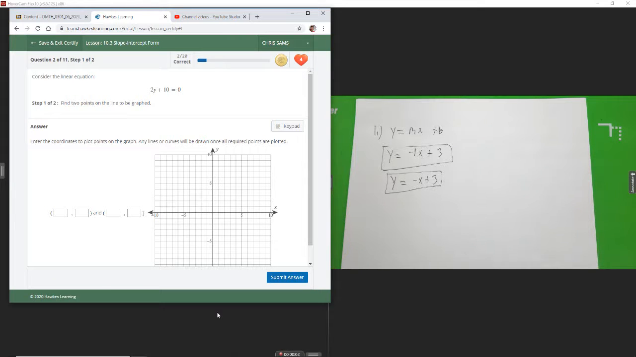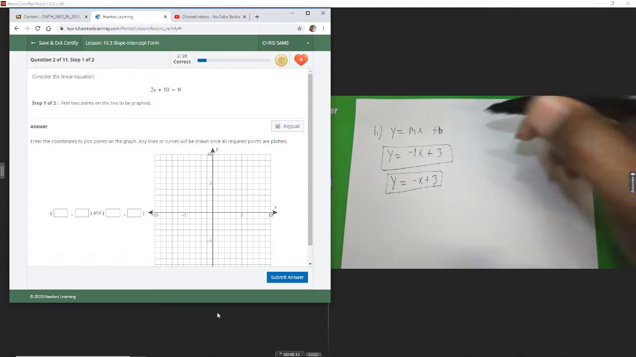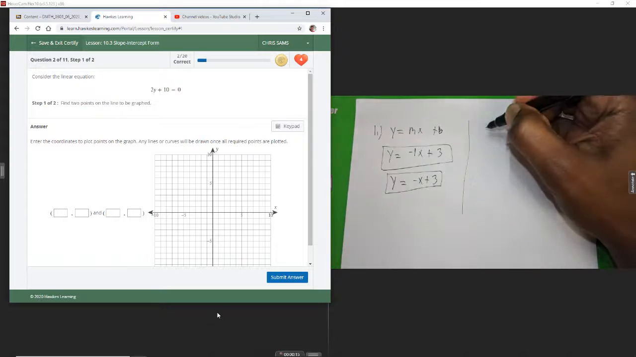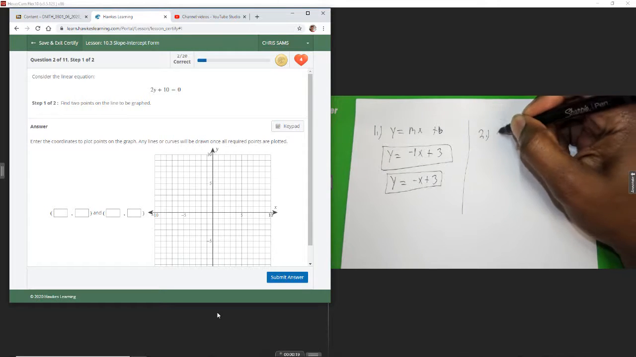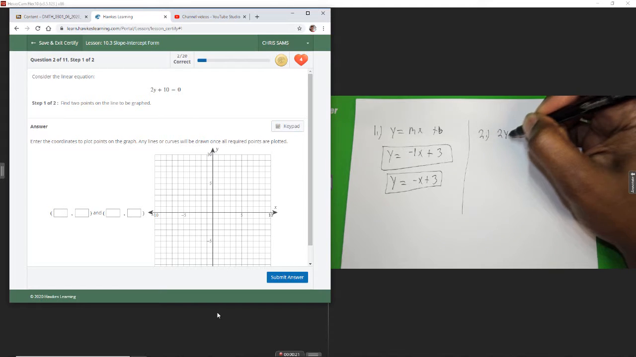All right, question 2. This one wants us to find 2 points on the line to be graphed. And notice in this equation, we only have y. We don't even have an x in the equation. So what we're going to do is solve this equation.